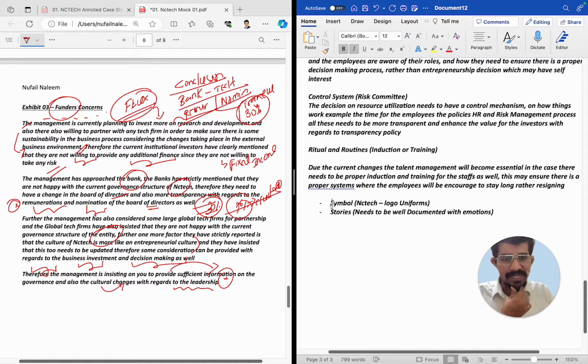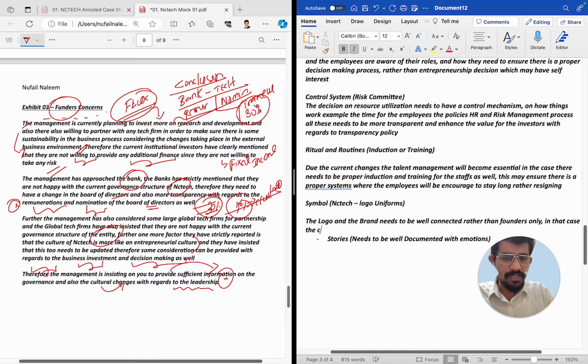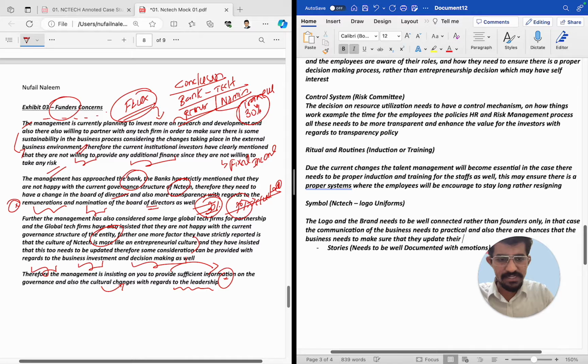And then, students, symbols that Nctech want, that is the logo information. Now, one thing I can say, the logos and the brand need to be well connected, rather than founders only. In that case, the communication of the business needs to be practical. And also there are chances that the business needs to make sure that they update their business mission, vision, and values as well.